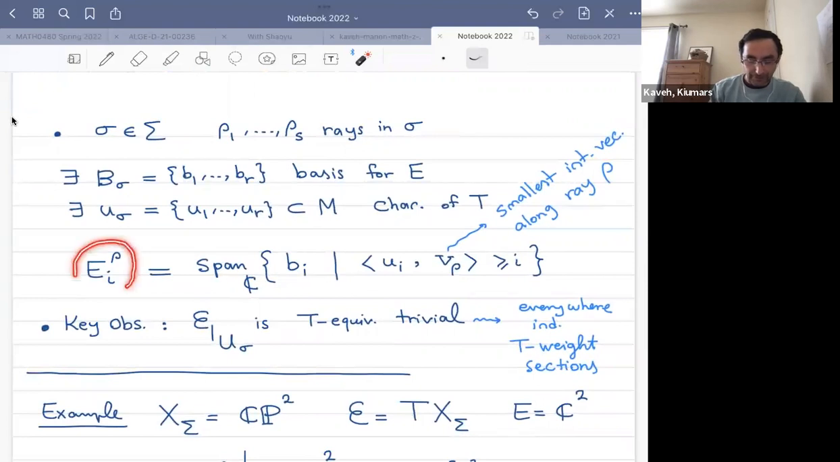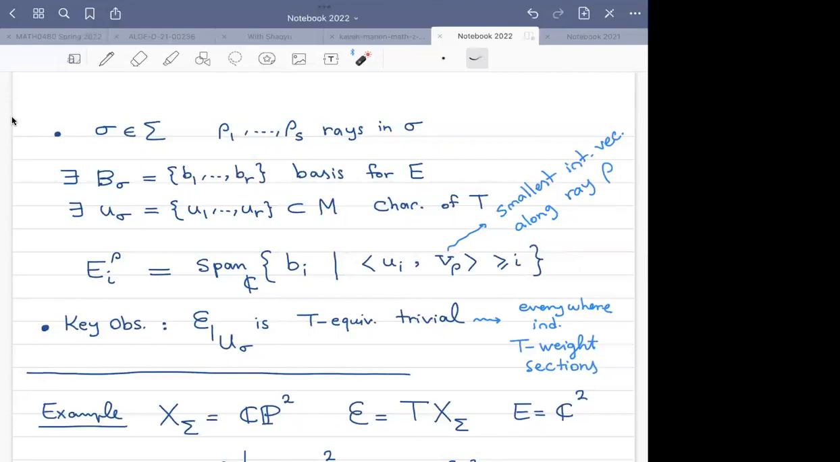So each space in the filtration corresponding to a ray in your cone is spanned by a subset of the basis elements. But which subset is determined by these characters and the ray. Is that okay? Should I move on? So yes, you defined. Yes, sure. Thank you. Okay.